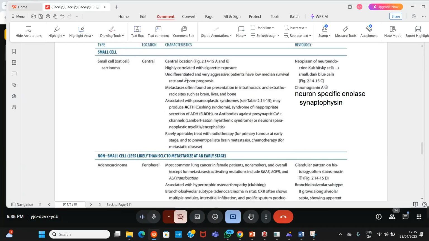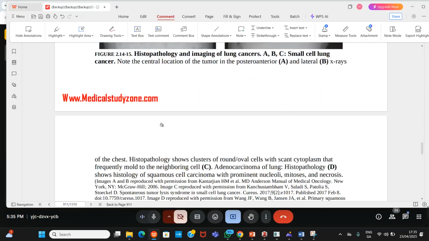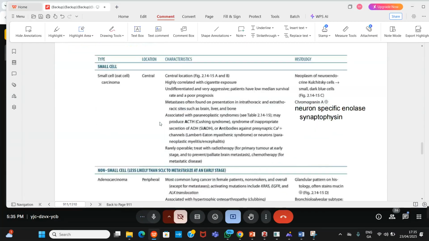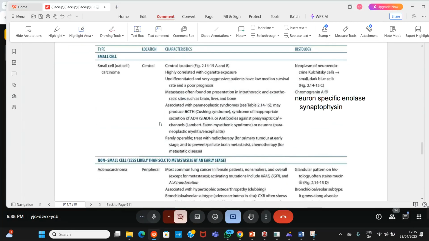We have the small cell, we have the adeno, we have the squamous, we have the large, and the bronchial carcinoid. The small cell is separated from the other ones because this guy is different. Mind you, small cell is associated with smoking, but small cell is not the commonest in people that are smoking. The commonest in people that are smoking is squamous cell.